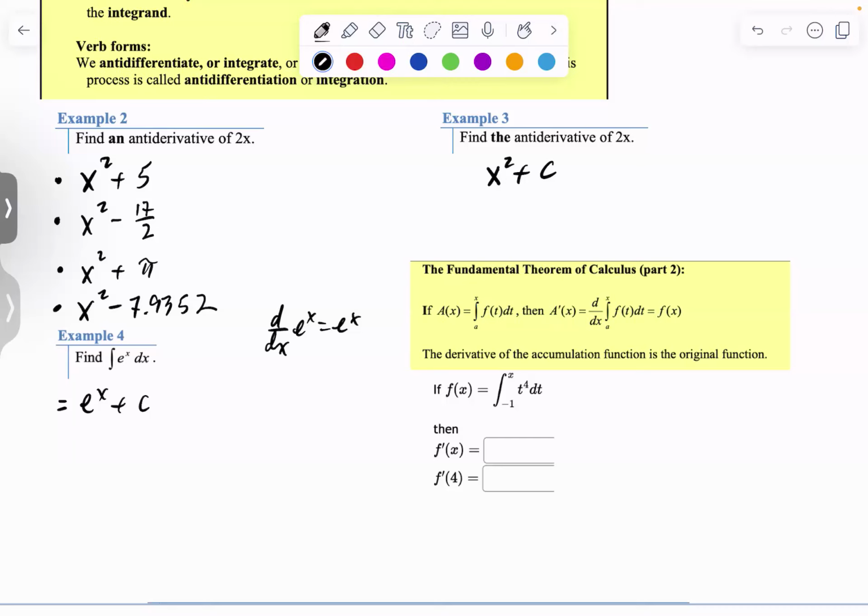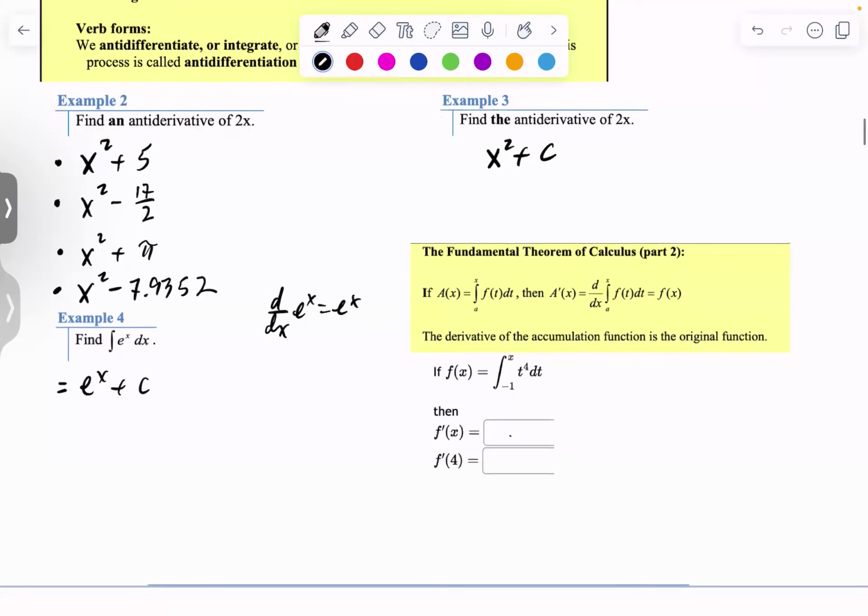And so if I take the derivative, on my example here, if f of x equals the integral from -1 to x of t to the fourth dt, then the derivative of that is going to be x to the fourth power. And the derivative of that evaluated at 4 is going to be 4 to the fourth power, which is 256.